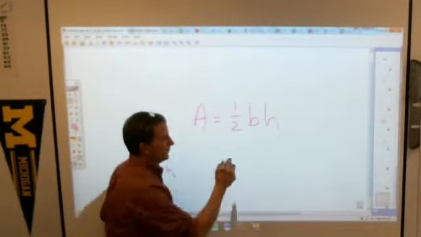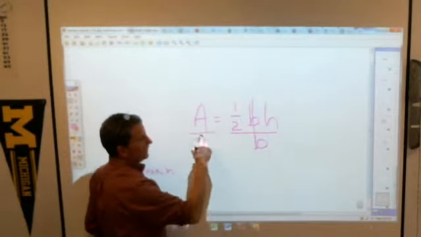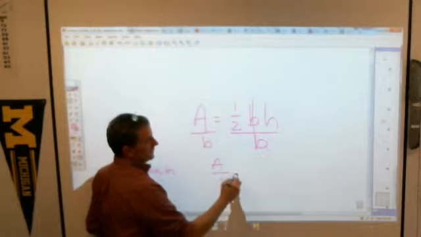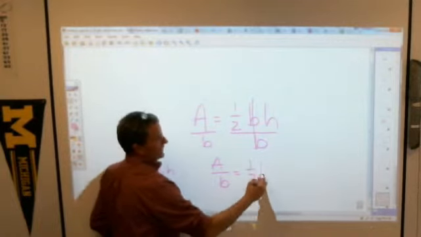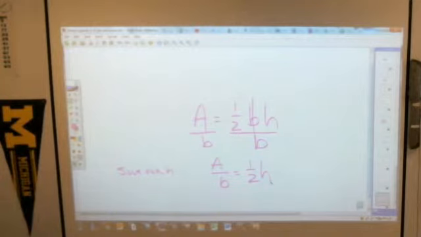Divide by b. I'm going to divide this side by b, and look what happens. Divide this by b. So now area over b equals 1/2 h. Now this is where things get dicey, but believe it or not, we've had fractions in front of things before that we needed to get rid of. What was the common rule when you have a fraction in front of a letter that you want to get rid of? Please tell me that at least half of you could tell me what to do.